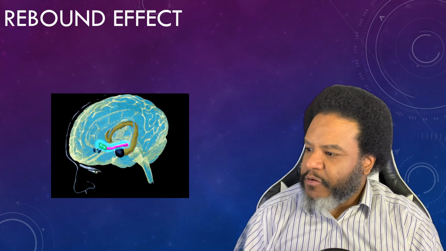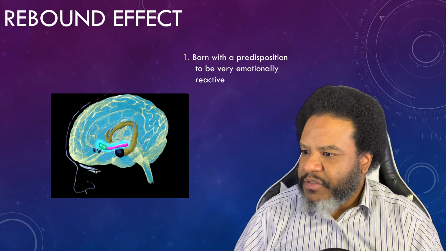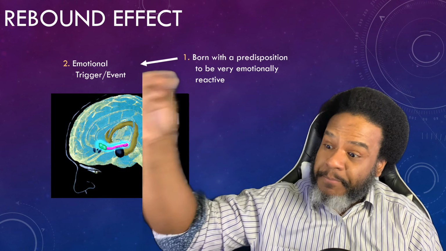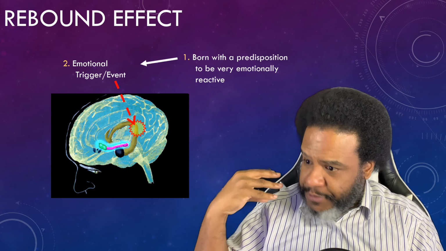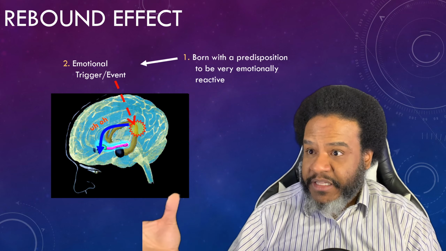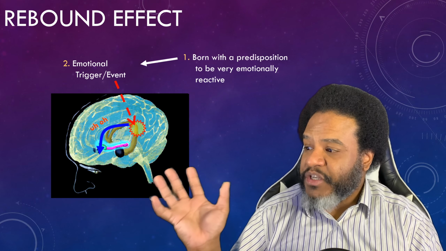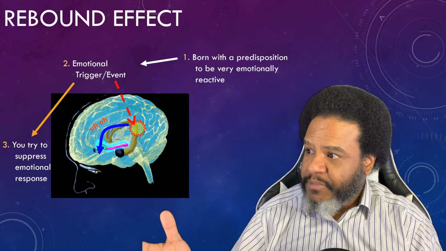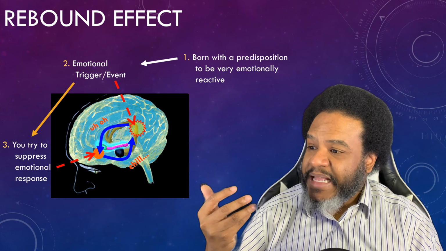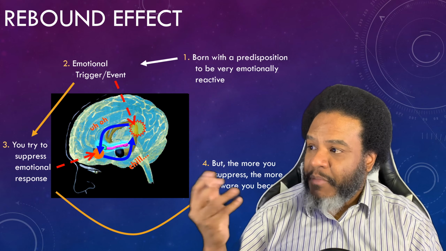So this is how the rebound effect works right here. So I'm predisposed to be very emotionally reactive. Then I meet some kind of event. This is an emotionally distressing event, right? Which triggers my amygdala and limbic regions, which then goes to my prefrontal cortex. I realize, I'm feeling this way about this event. So now I want to suppress these feelings. So I'm going to try to suppress this emotional response. And so when I try to suppress that emotional response, what happens is it ends up strengthening my emotional mood.